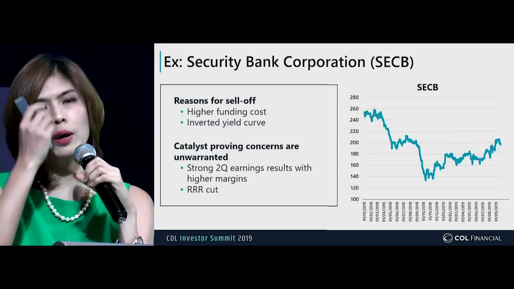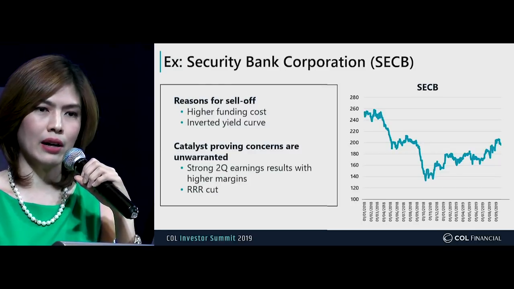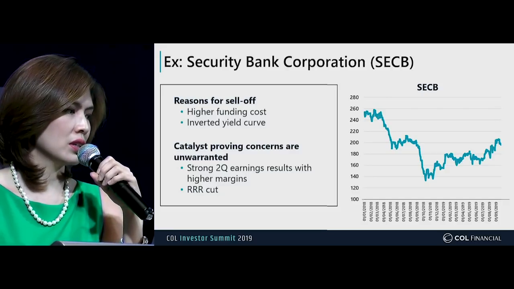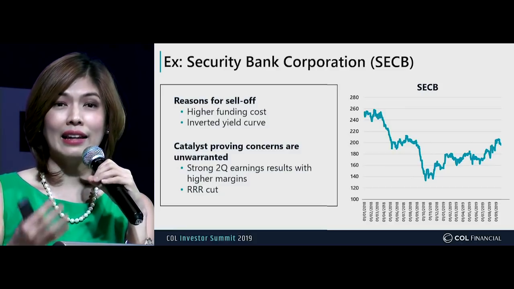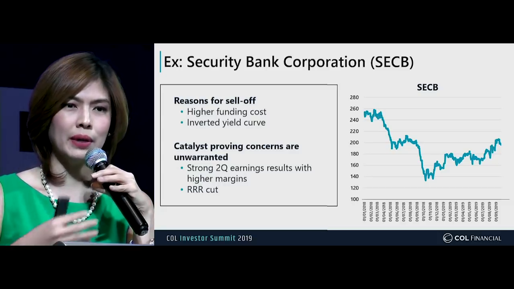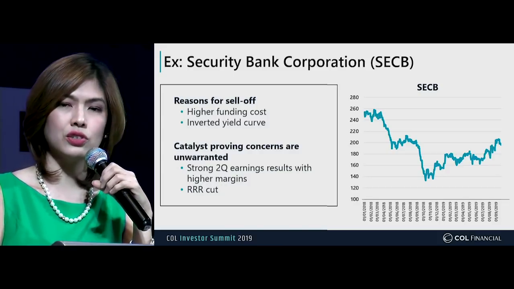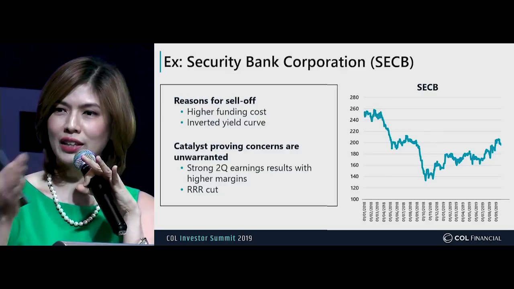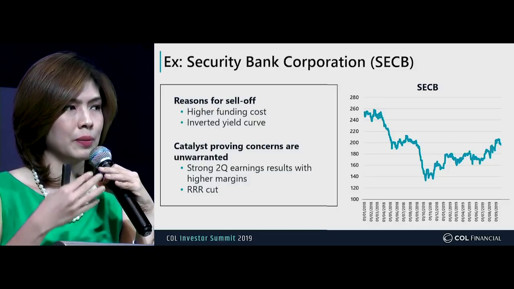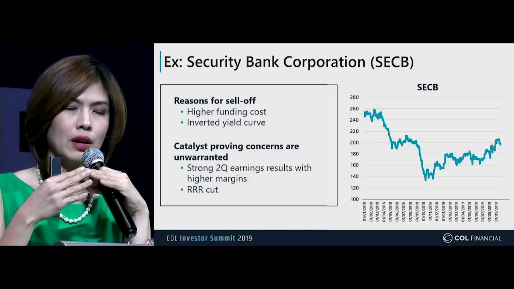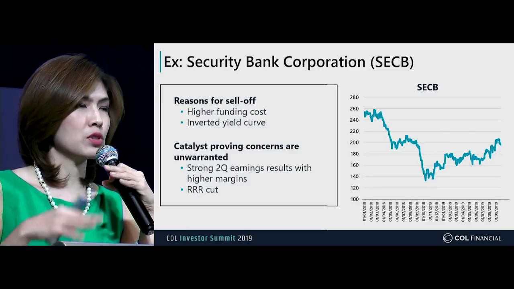Okay, so one of the stocks that we recommended before when it was sold down was Security Bank. This stock was sold down because there were concerns of higher funding cost. Because, Security Bank, being a small bank, had less branches compared to your BDOs and BPIs. Therefore, yung mga deposit rates niya mas mataas at mas mahal. Okay? And during the start of the year, of course, we had an inverted yield curve. So what do you mean by an inverted yield curve? This just means that the interest rates on short-term funding is higher than long-term funding, such as 10 years, 5 years. So that was what was happening.